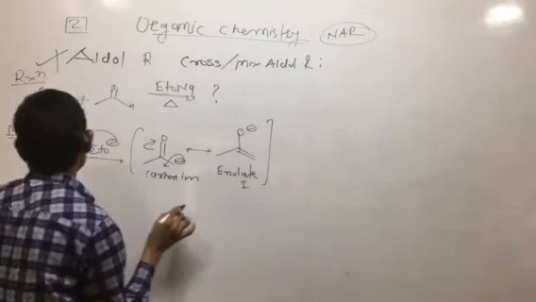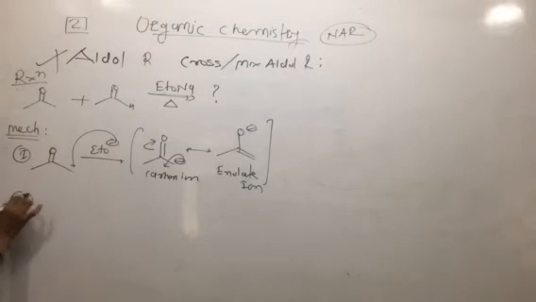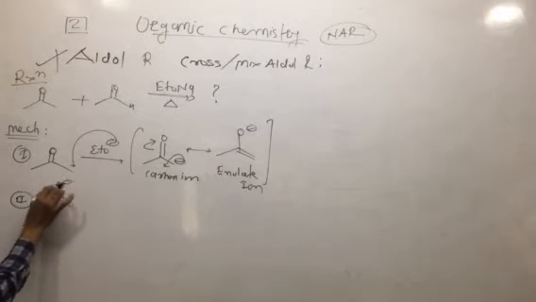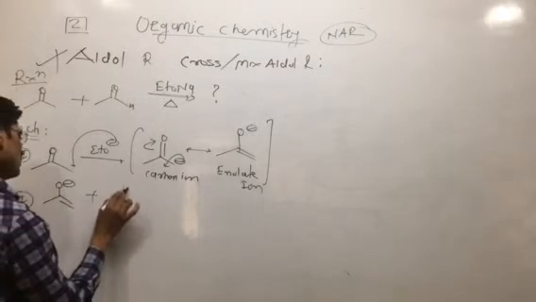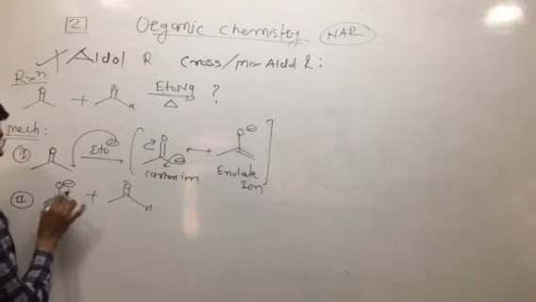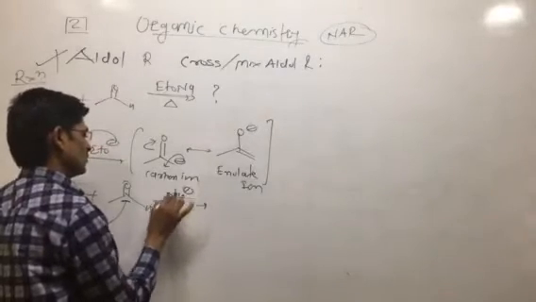Enolate ion. So what happens? This is the second step. In the second step, this enolate ion reacts with what? It reacts with the aldehyde. This is the nucleophilic addition.